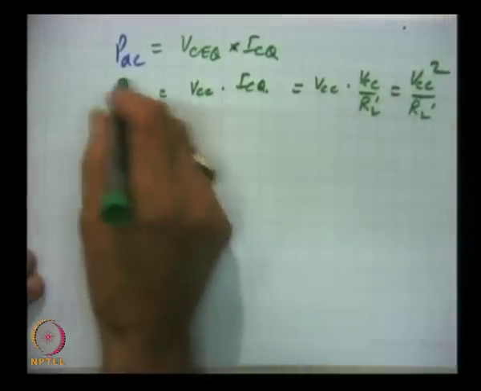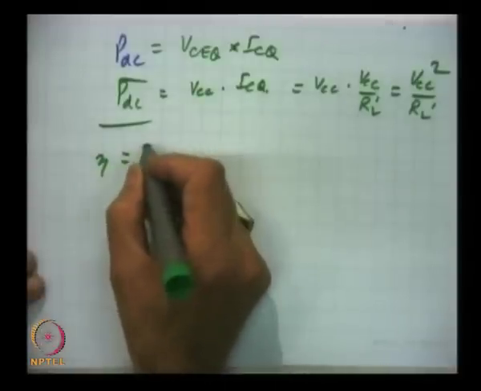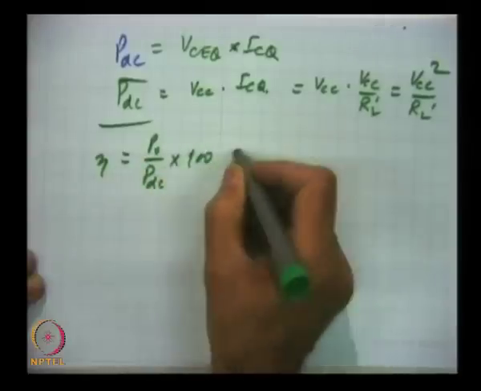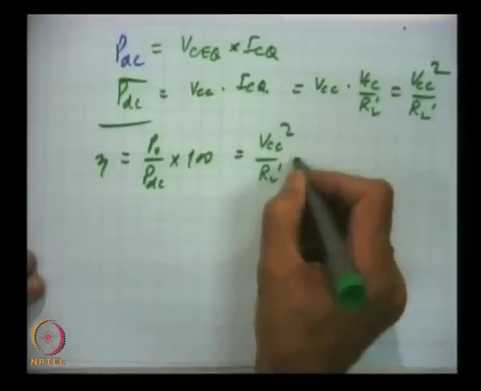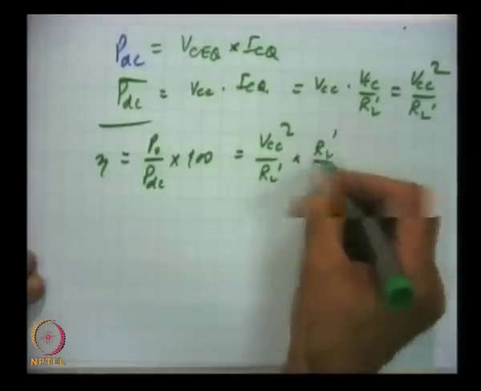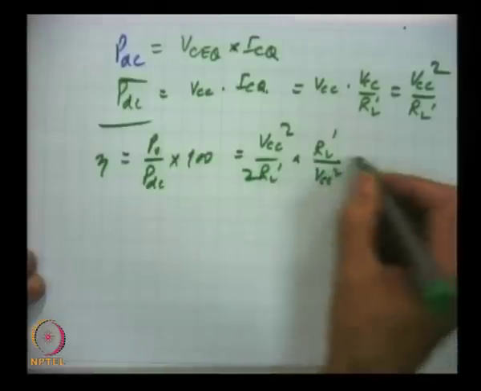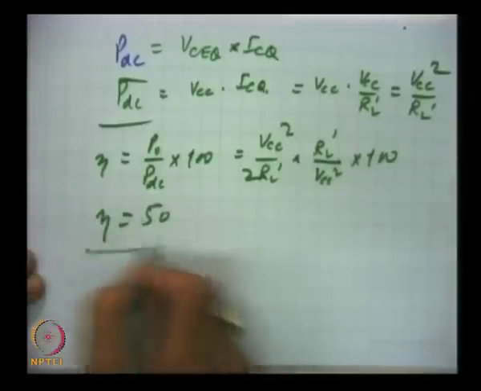This is DC power, and that was AC power. The ratio is PO by PDC into 100, and this is VCC square by RL prime by VCC square by RL prime into 100. So this is eta, comes out to be 50%.